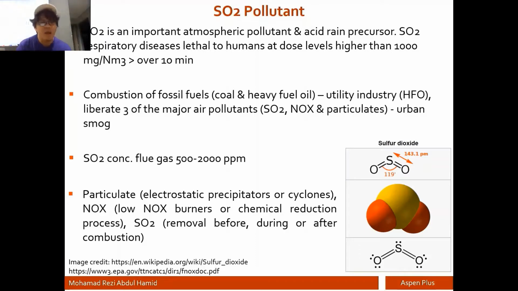For before, I think before here means that you just need to remove sulfur from the fuel itself. And then during, I don't know, maybe there's some process that can be used to remove SO2 during the combustion process. After combustion is basically a process such as flue gas desulfurization process, which we will simulate later on.